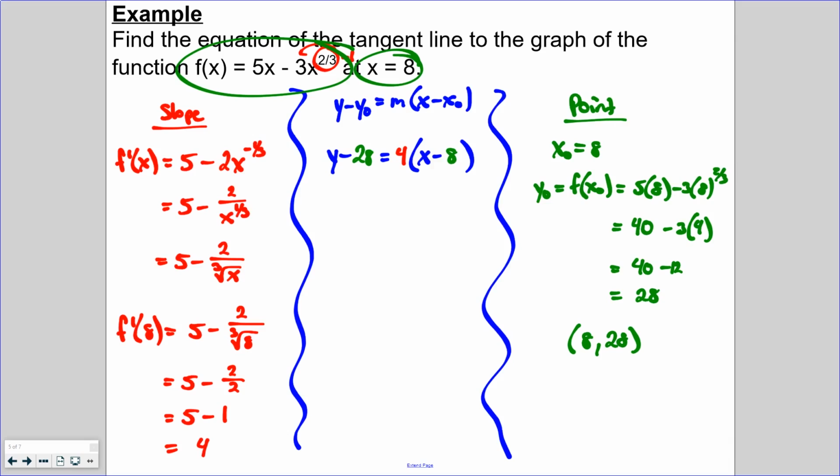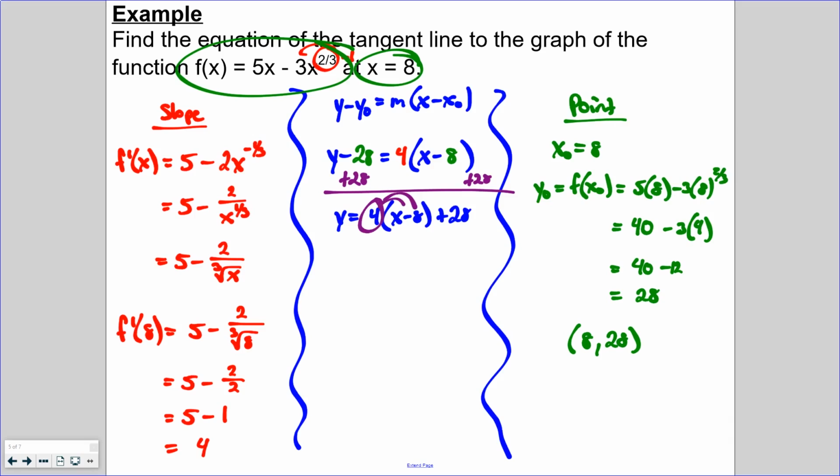And again, this is a perfectly acceptable answer. If you are allowed to leave your answer in point slope form, you would be done. But if not, we need to convert it to y equals mx plus b, slope intercept form. And the first thing we can do is we can add 28 to both sides, which is going to give us y is equal to 4 times the quantity x minus 8 plus 28.